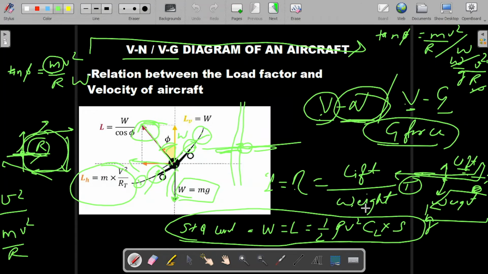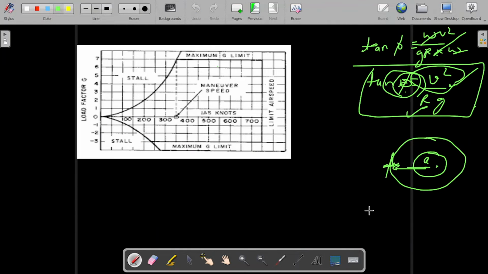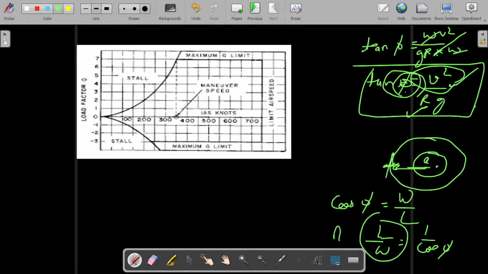So in the previous diagram, if we calculate cos phi, cos phi will be equal to W by L. Cos phi is the base upon hypotenuse, so W by L. I'll be writing this also on the next page. Cos phi is equal to W by L, or we can write L by W is equal to 1 upon cos phi, and L by W, as we have discussed, is the load factor, lift produced by the wing divided by W, and this is the governing factor, cos phi.